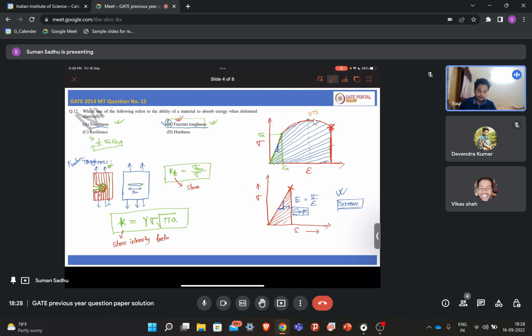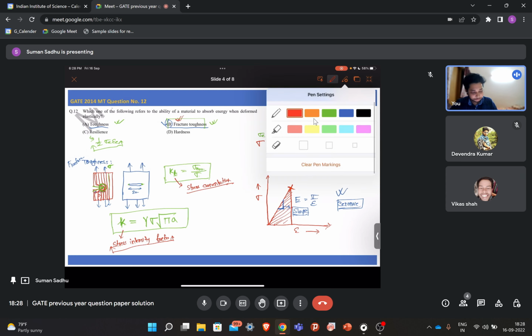So don't get confused on these terms, because many times a question may come like this. There will be similar kinds of terms, and you will just get confused between them. So just keep in mind that these are different things. Stress concentration is a different thing. Stress intensity is a different thing. Although they are related in some way, both terms are a bit different.